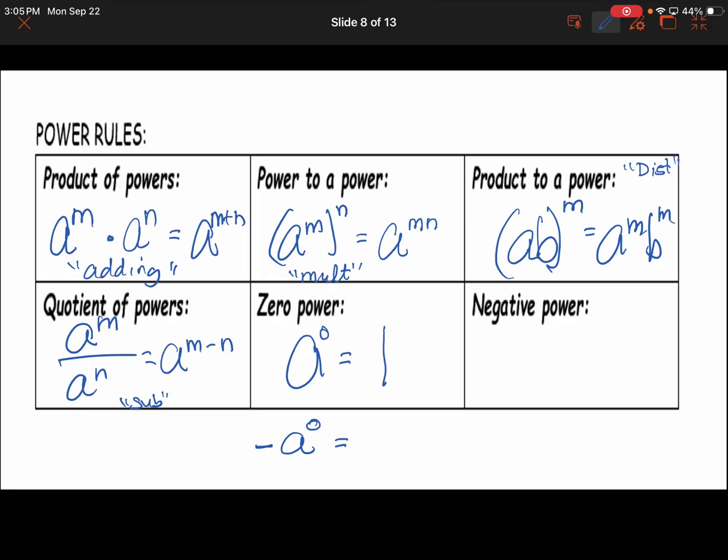That is not 1. This is the opposite of a to the 0, which would be negative 1. The only way this would be 1 is if this was in parentheses. Make sure you see the difference. Anything the 0 is touching becomes 1. The 0 is not touching the negative sign.